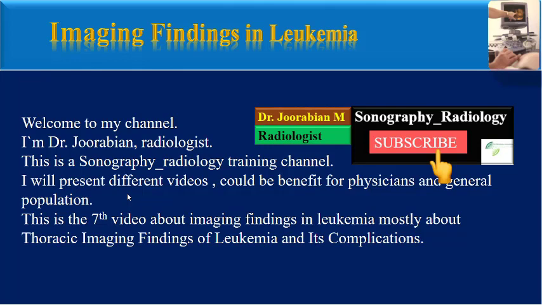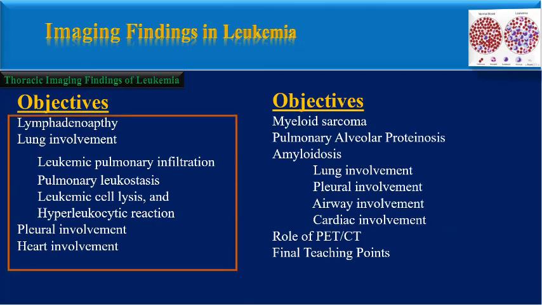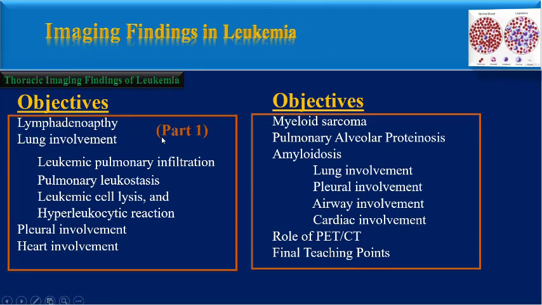This is the 7th video about imaging findings in leukemia, mostly about thoracic imaging findings of leukemia and its complications. In the previous video, part 1, I spoke about these sections, and in this video, part 2, I will explain other thoracic imaging findings of leukemia, including myeloid sarcoma, pulmonary alveolar proteinosis, amyloidosis, the role of PET-CT, and final teaching points.